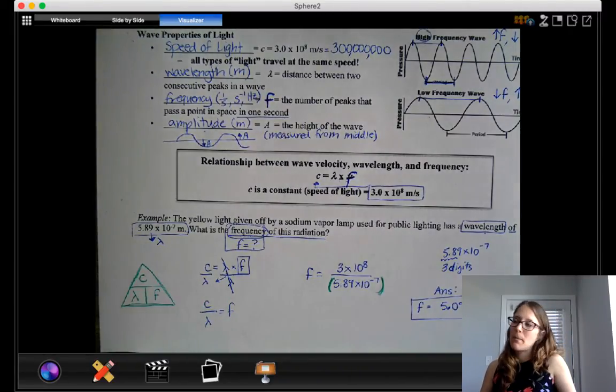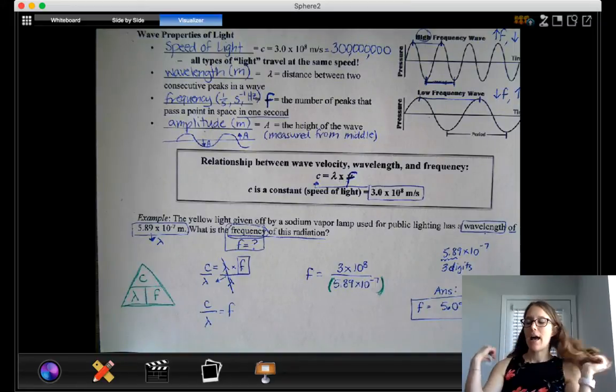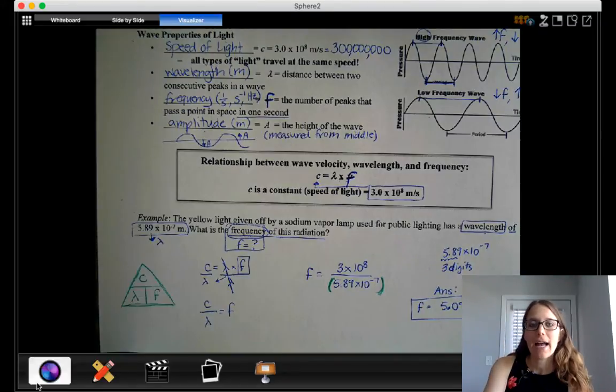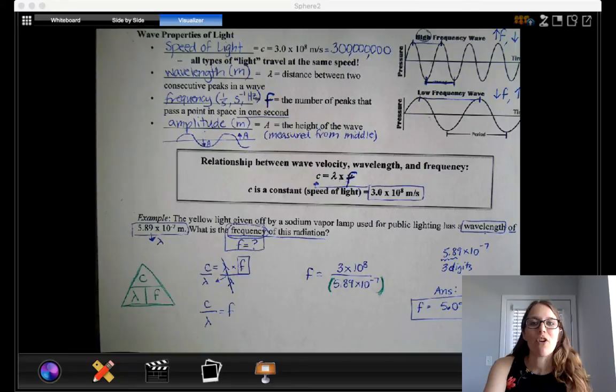All right, so that's one problem. There's a couple more problems on page 5. So I'll have a separate video if you wanted to look at any more examples of how to solve for these types of problems.